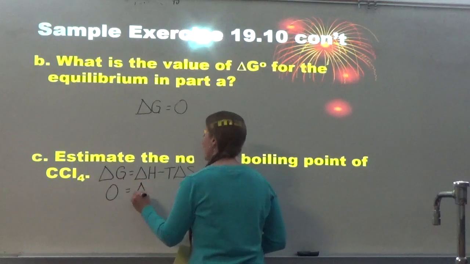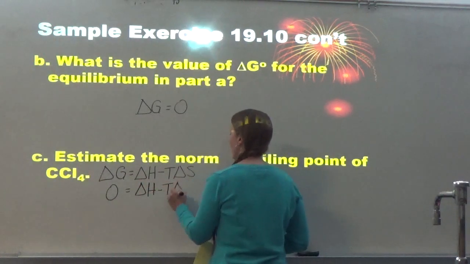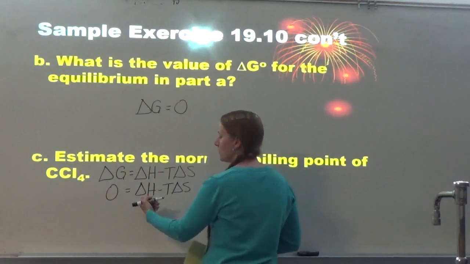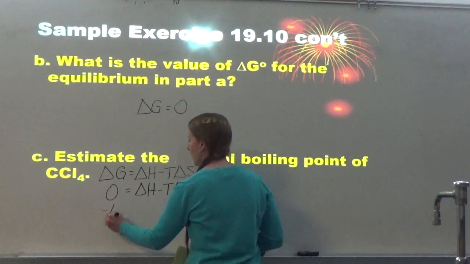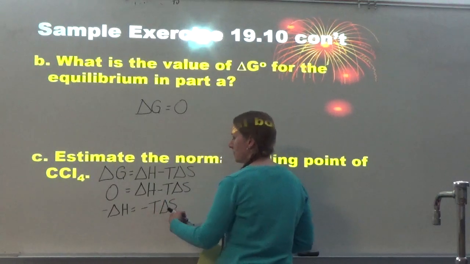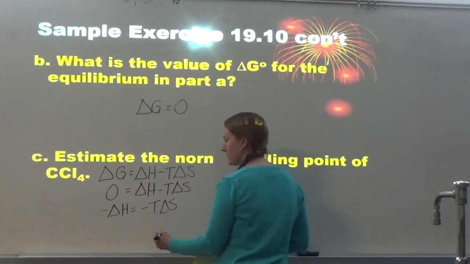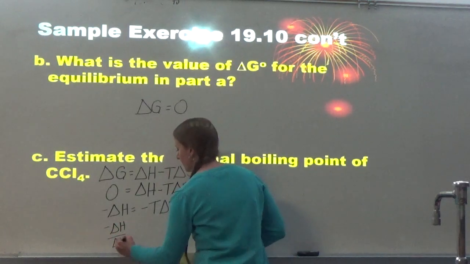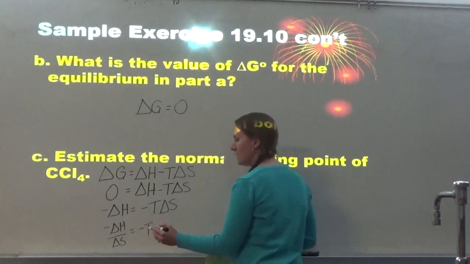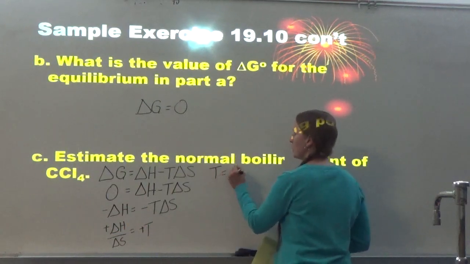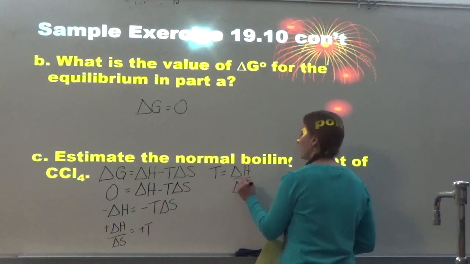First of all, let me solve for T. That's what I need to solve for first. So I'm going to subtract delta H to the other side. So that's negative T delta S. Then I'm going to divide both sides by delta S. That'll be negative T. Then to get rid of that negative, I can just do positive for both sides. So temperature is delta H divided by delta S.